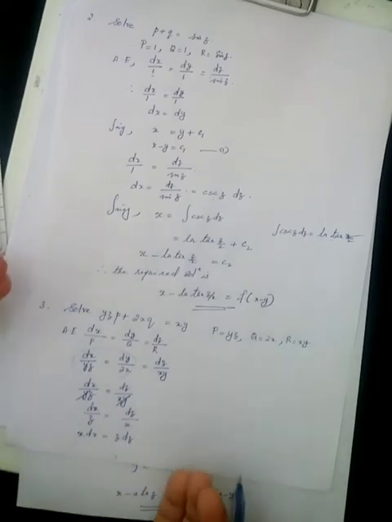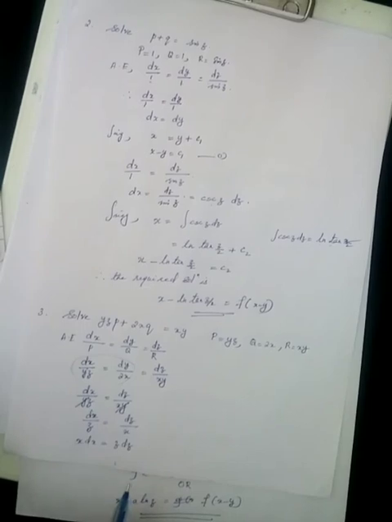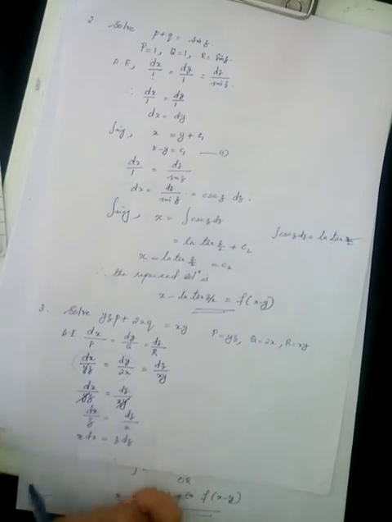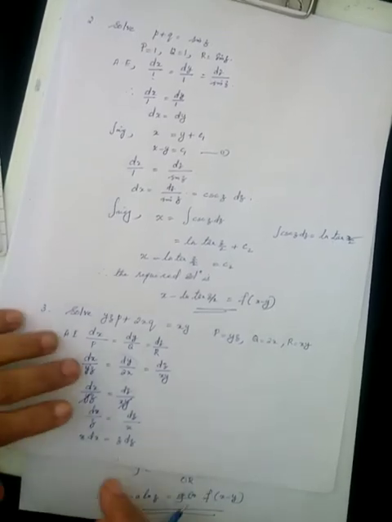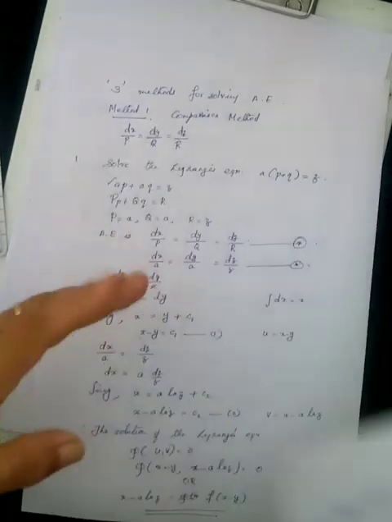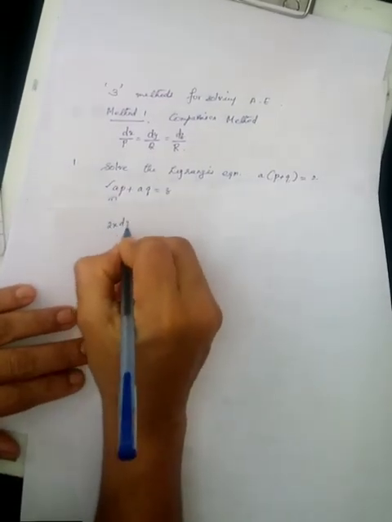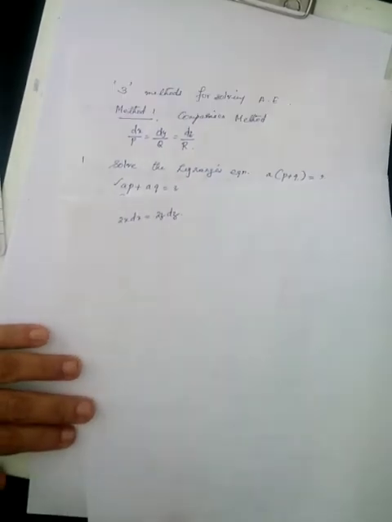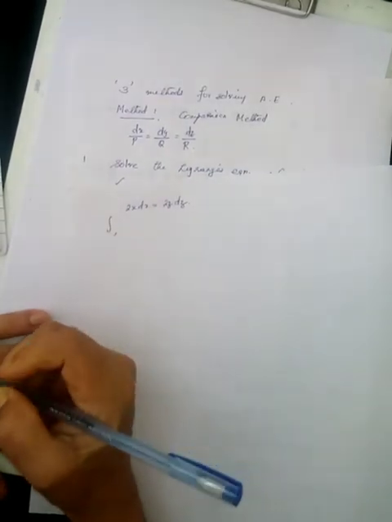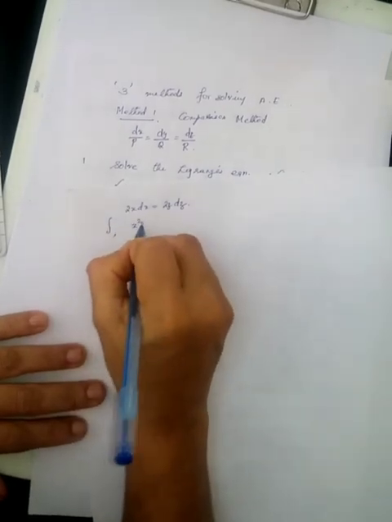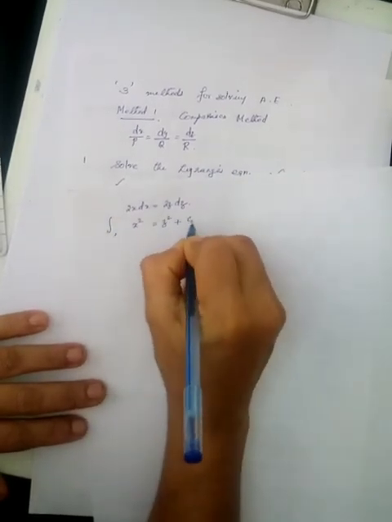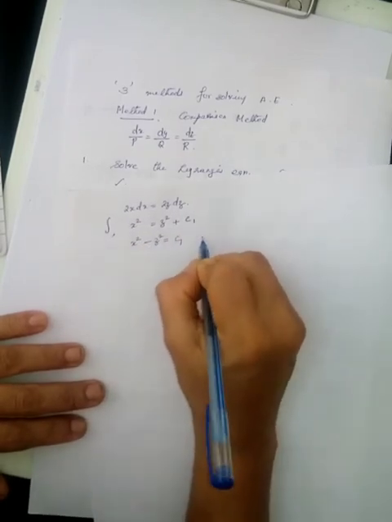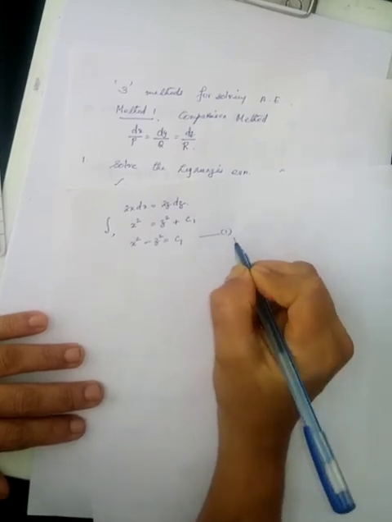In order to avoid this fraction by 2, we usually multiply the equation by 2 on both sides before integration. That is 2x dx equal to 2z dz. Now integrating, integral of 2x is x square equal to z square plus c1. That is x square minus z square equal to c1. So this is our first part of the solution.